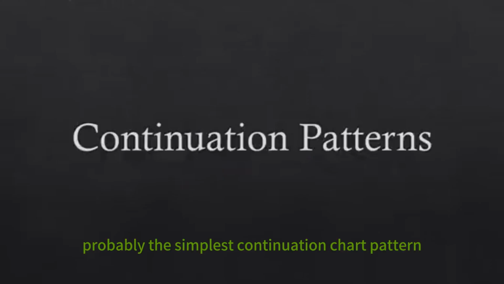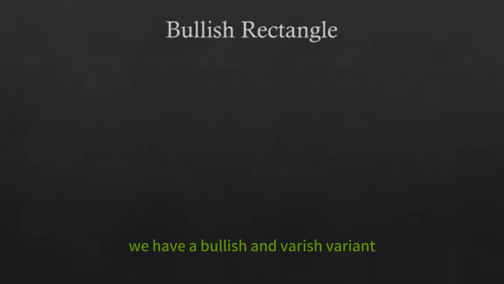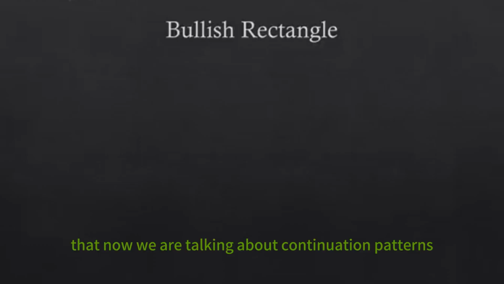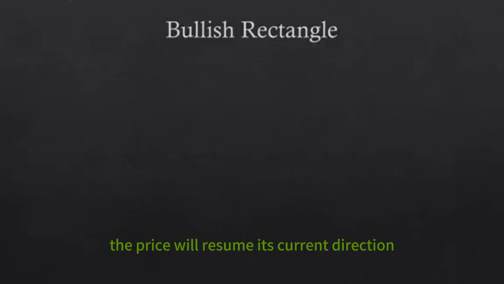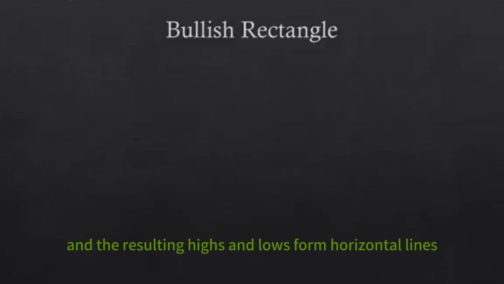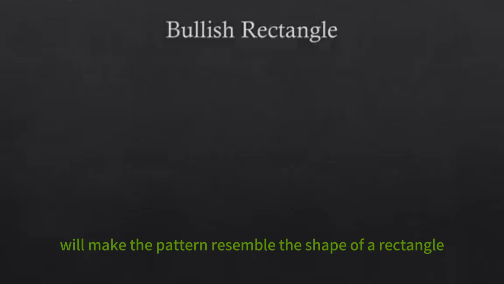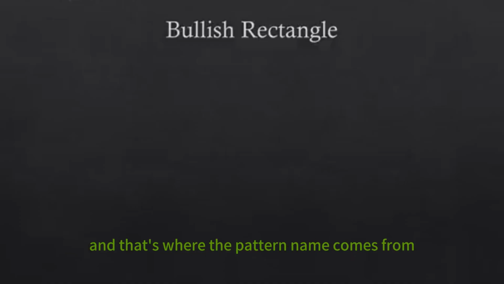We'll start with probably the simplest continuation chart pattern, which is called rectangle. We have a bullish and bearish variant. Let's begin with the bullish rectangle first. Remember that now we are talking about continuation patterns, so they signal that price will resume its current direction after the pattern is confirmed. Rectangle happens when price begins to oscillate sideways, and the resulting highs and lows form horizontal lines. It will make the pattern resemble the shape of a rectangle. That's where the pattern name comes from.